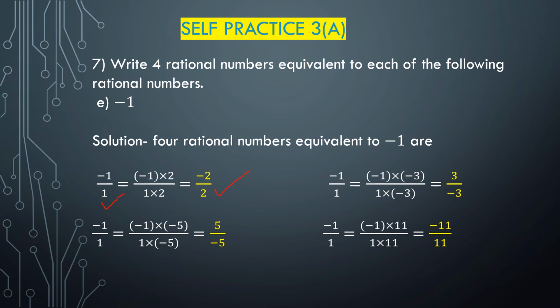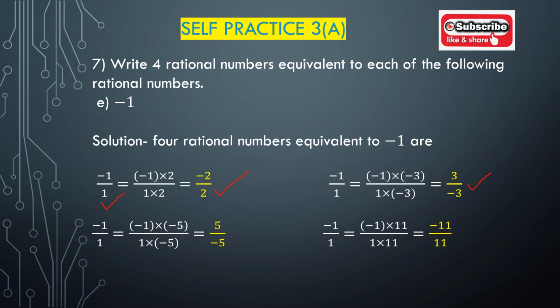If we multiply the number minus 3 with both numerator and denominator of minus 1 divided by 1, we get minus 1 multiplied with minus 3 is 3, and 1 multiplied with minus 3 is minus 3. So we get 3 divided by minus 3, which is equivalent to the rational number minus 1 divided by 1.